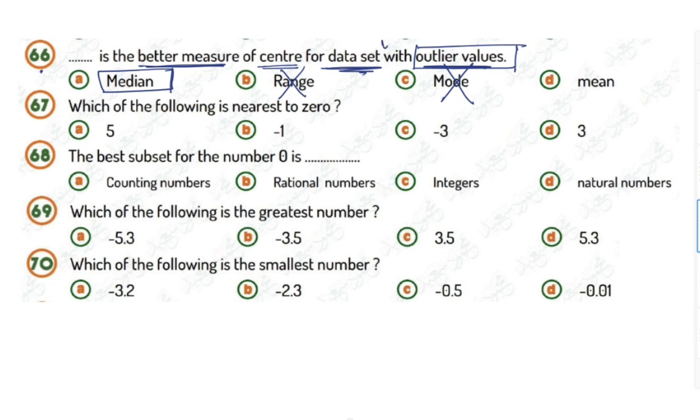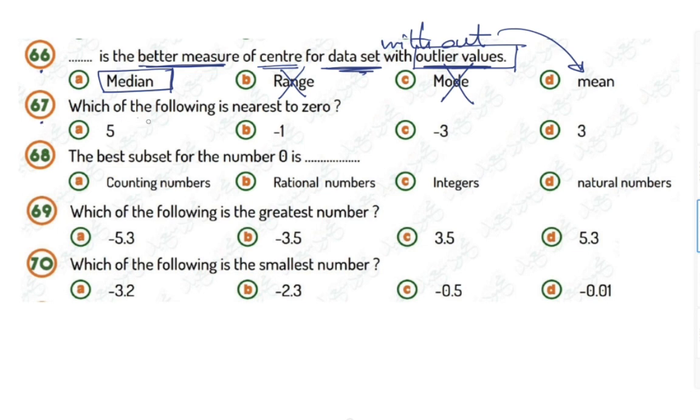If he said without outlier, I will use what? I will use the mean. If he said symmetric, the mean and the median are the same. Okay.